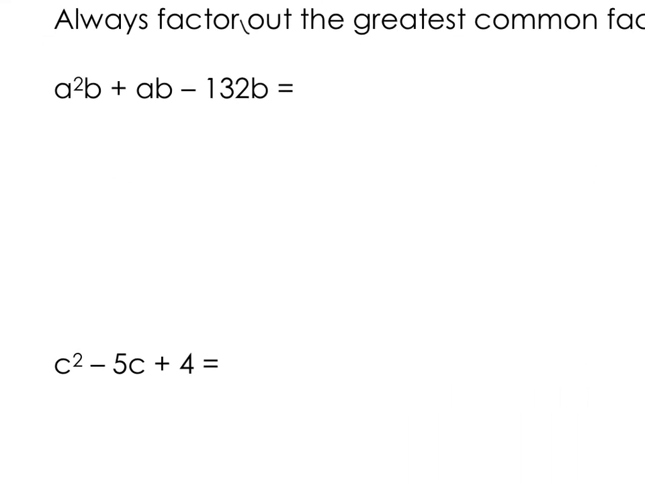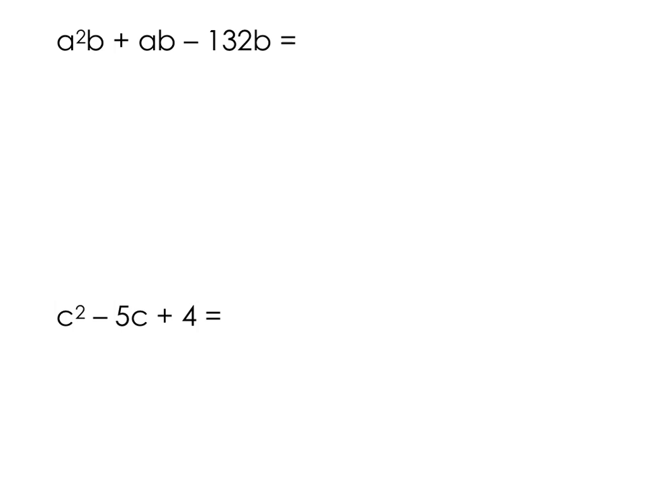All right, always try to factor out the greatest common factor first. Now looking at this, there's a lot of letters in here. Notice there's a b in each single term. That's a common factor. We need to factor the b out. What are we left with? What do we put in the parentheses so that when we multiply we get a squared b? We need a squared. And the middle term has to be ab. We need an a. And the last term has to be minus 132b. So we need minus 132.